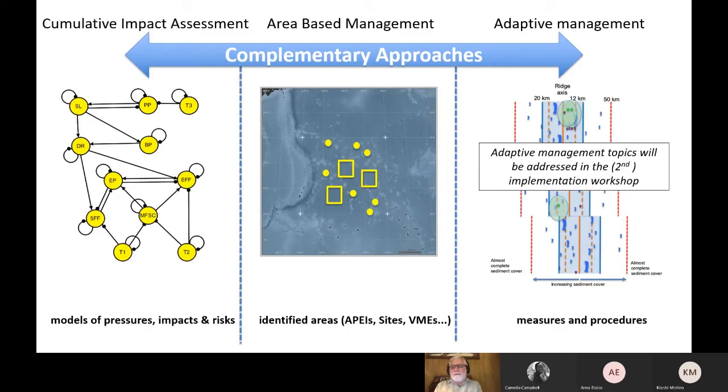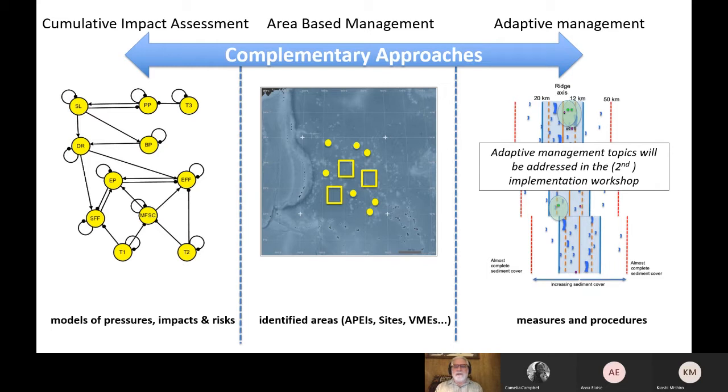There are three different types of approaches that can be implemented to support the regional environmental management planning process. One of these is cumulative impact assessments. This approach will be the topic of a talk by Piers Dunstan a little bit later. And this approach uses models of pressures, impacts, and risks.